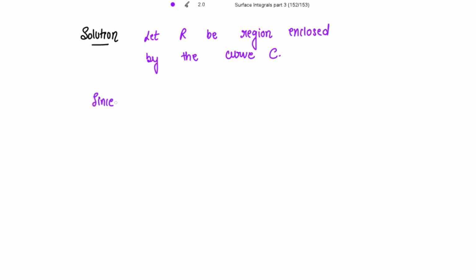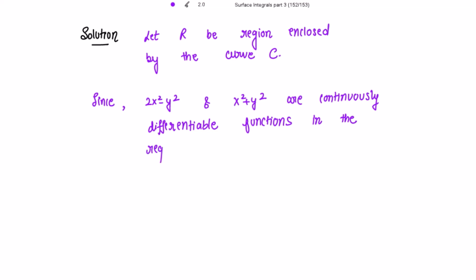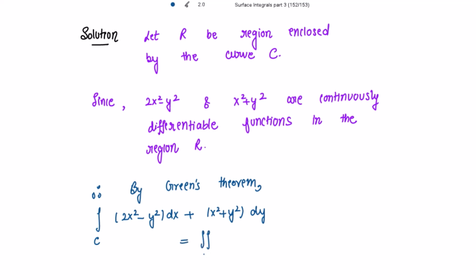So, since 2x² − y² and x² + y² are continuously differentiable functions in the region R, therefore by Green's theorem the given integral is equal to the double integral over R of the partial derivative of Q with respect to x, that is the partial derivative of x² + y² with respect to x, minus the partial derivative of P, that is 2x² − y², with respect to y, dx dy.